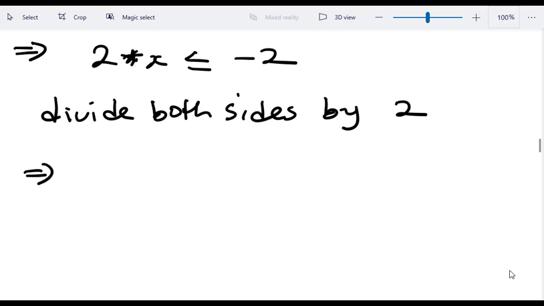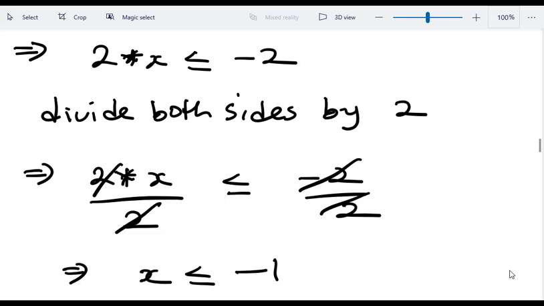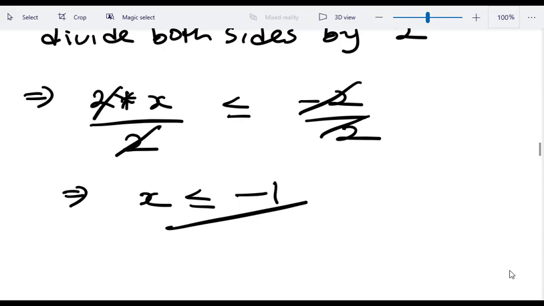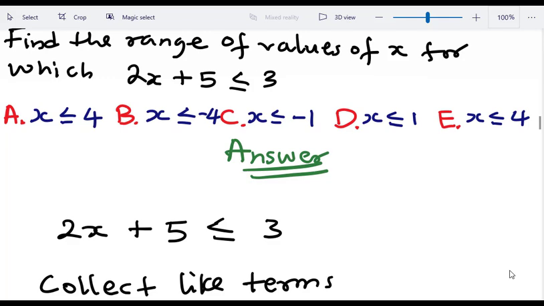So it implies that 2 multiplied by x divided by 2 is less than or equal to minus 2 divided by 2. This cancels this. We have x less than or equal to minus 2 divided by 2, which will give you minus 1. So all our effort has produced x less than or equal to minus 1. So let's scroll up and verify from the options. The option that has it here is still option C. Option C is good to go. So that's the answer.